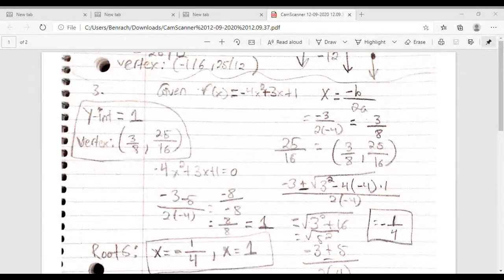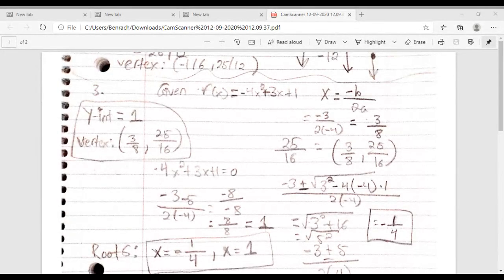So, Dr. Chen, I'm presenting from the review sheet. Okay, great. It's the question on the third page where it says given function f of x equals negative 4x squared plus 3x plus 1. Do you have your work? You can share your screen with us. Yeah, I have it. You see it? Great.